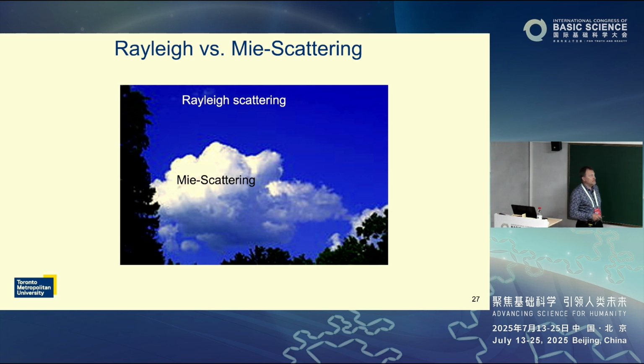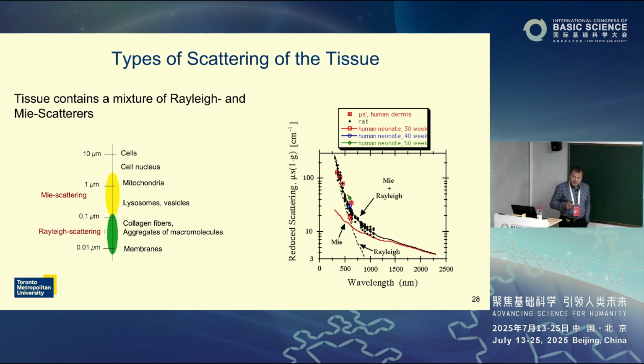And because of that, we have a mixture of all scattered lights, which would give you a white color, and that's what a cloud is. The scattering is provided by air droplets or water droplets, which are much bigger and comparable with the wavelengths. In biological tissue, nevertheless, we have both Rayleigh scattering and Mie scattering.